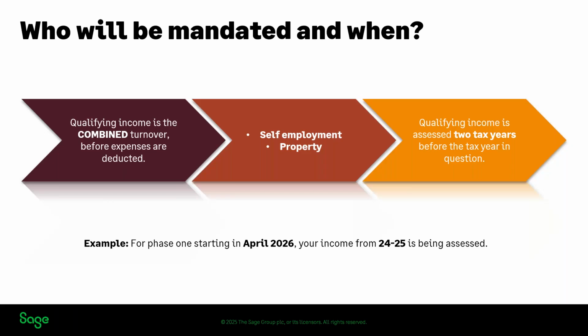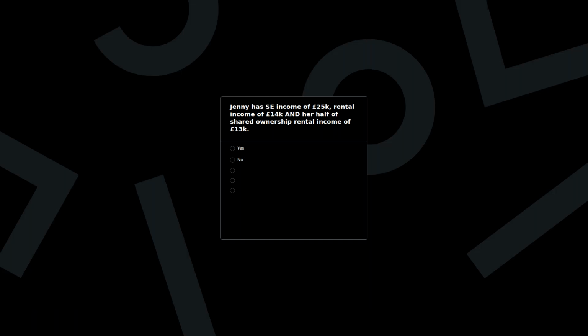Okay, so the last scenario, pop that on your screen there. So Jenny has self-employment income of 25,000. She has rental income of 14,000. And she has her half of shared ownership rental income of 13,000. That's her half of that shared property. So will she need to comply by April 2026? So pop your votes in there for me.